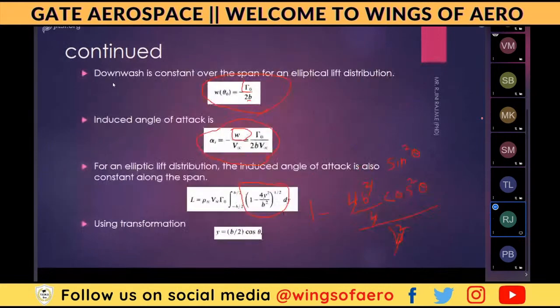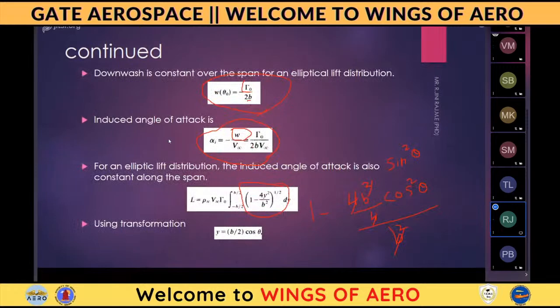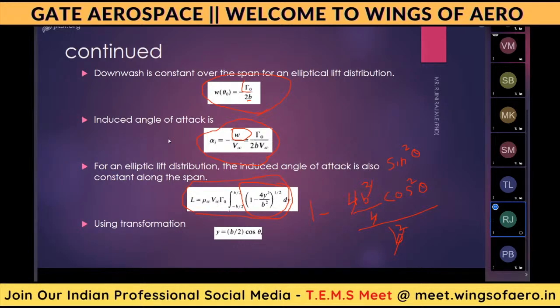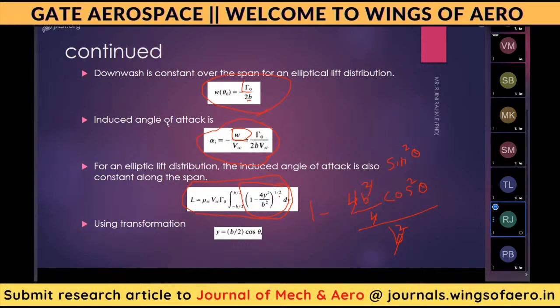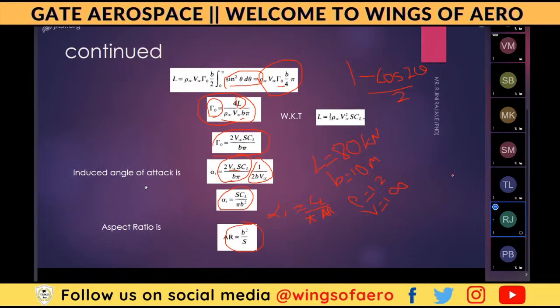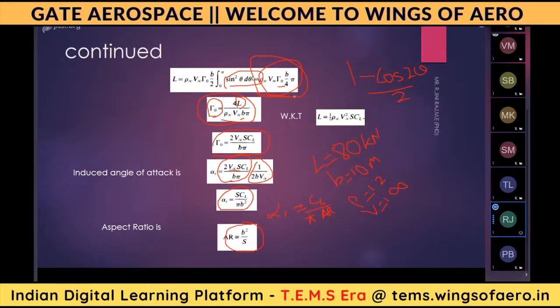For your simplicity I will show these things. See here, we need to use this formula: L equal to rho infinity v infinity gamma naught times the integral from minus b by 2 to b by 2 of (1 minus 4y square divided by b square) to the power 1 by 2 into dy. After that, using transformation, the formula is reduced to rho infinity v infinity gamma naught b by 4 into 5.